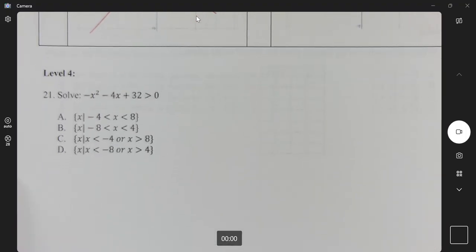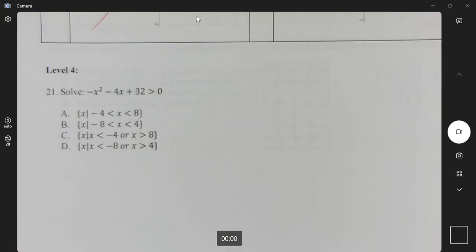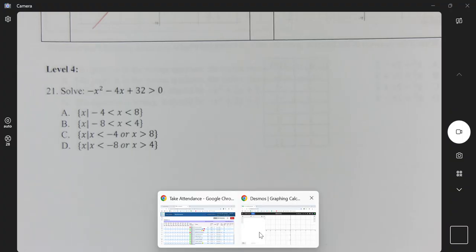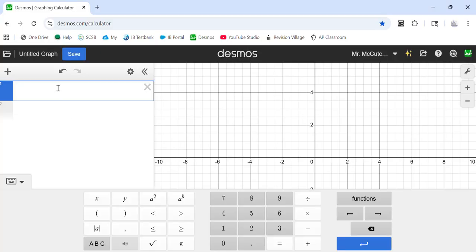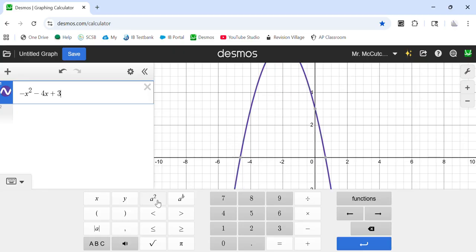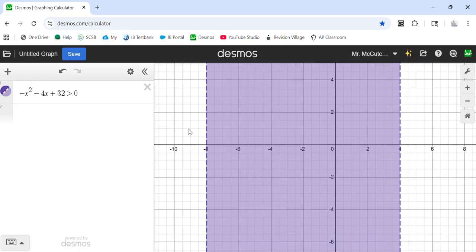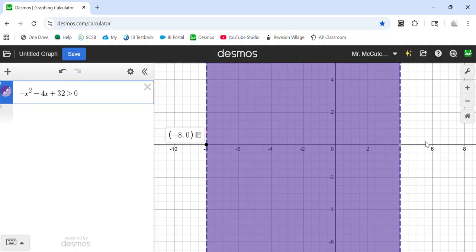Next. Hey, look, something else I don't feel like doing by hand. To Desmos we go. I just want you to get 100s, that's all. So we're going to type exactly what we see. Negative x squared minus 4x plus 32 greater than 0. Thank you, Desmos, for showing me that the answers are between negative 8 and positive 4, and they do not have equal to bars. So from negative 8 to positive 4, no equal to bars.